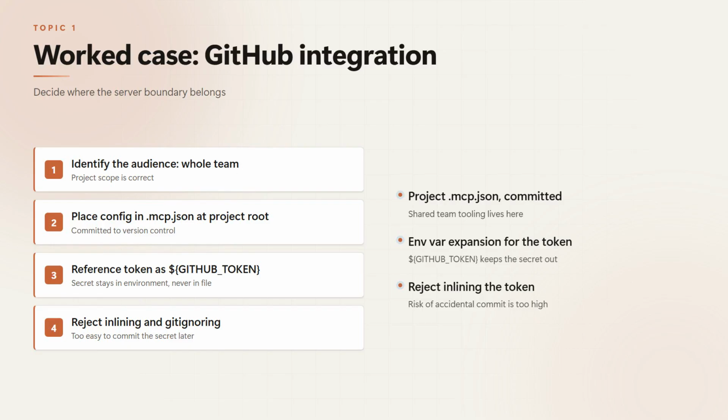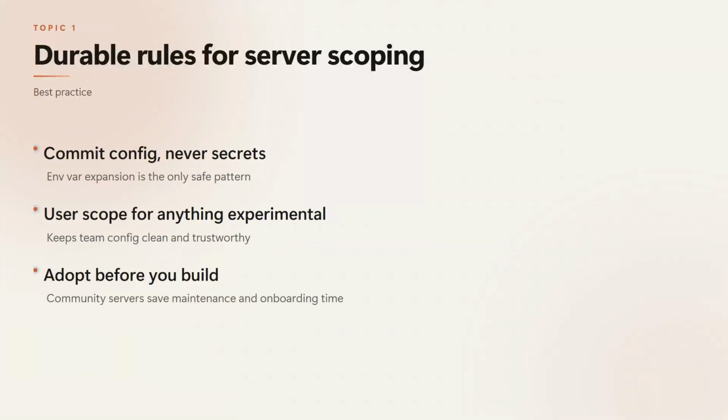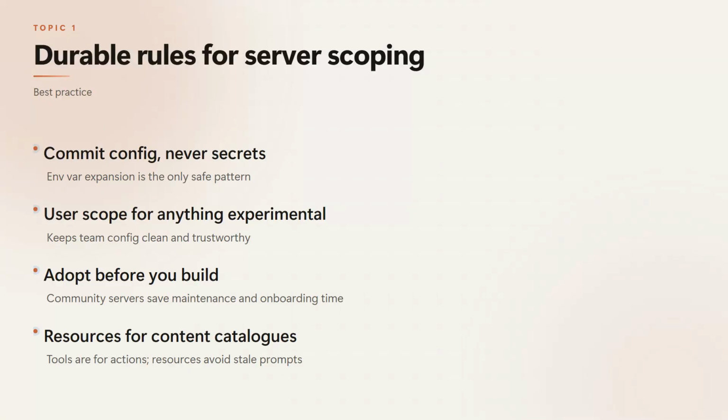The other three cases in the drill follow the same pattern: user scope for personal, adopt for standard, resources for catalogs. They are on the page. The durable rule is this: commit the config, never the secret. Environment variable expansion is the only pattern that survives team turnover in CI pipelines. User scope exists for a reason: use it for anything experimental, because a team config file that breaks for half the team is a config file nobody trusts.